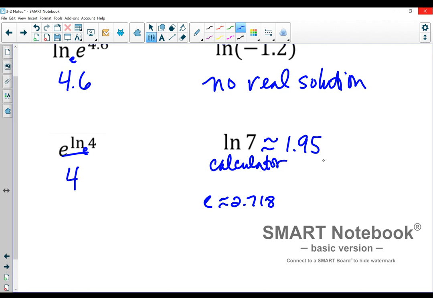So this would be that exponent that I would raise e to. So what this means is e to the 1.95 power equals 7. That's what our same equation would be, but in exponential form. So when we take a log, we are finding an exponent.